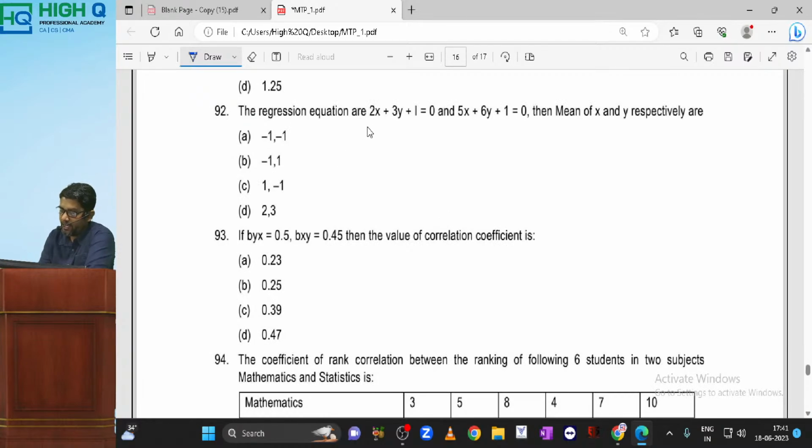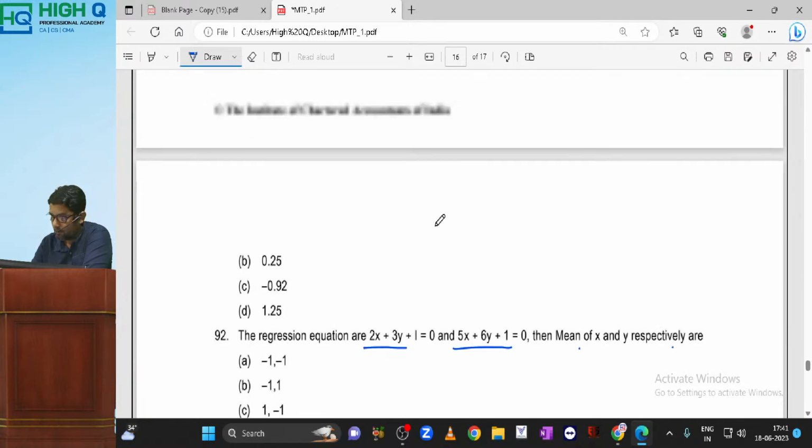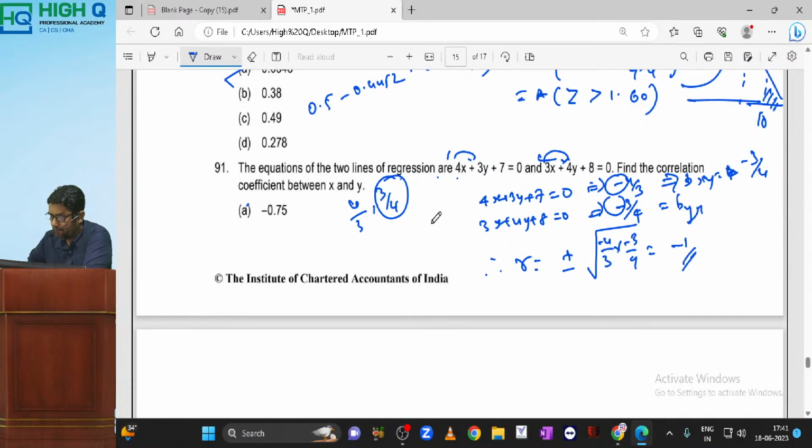The regression equations give the mean of x and y. Directly by the substitution method you can do it, my dear. Minus 4 by 3, I am writing it as minus 3 by 4. What is bxy? It is minus 4 by 3.